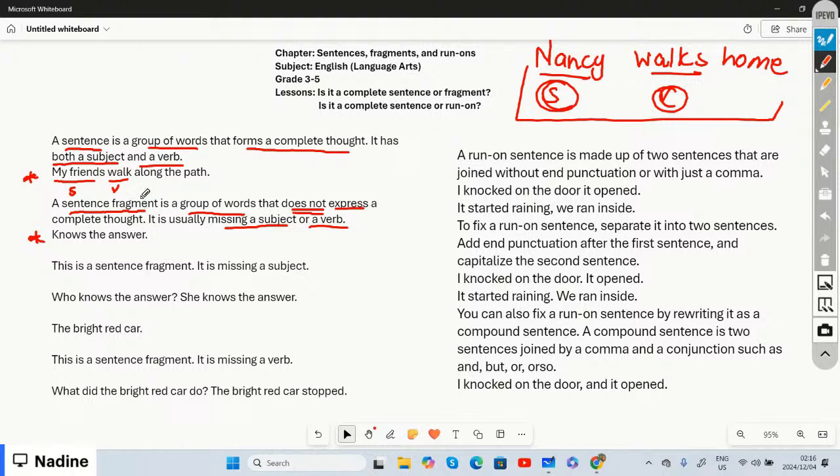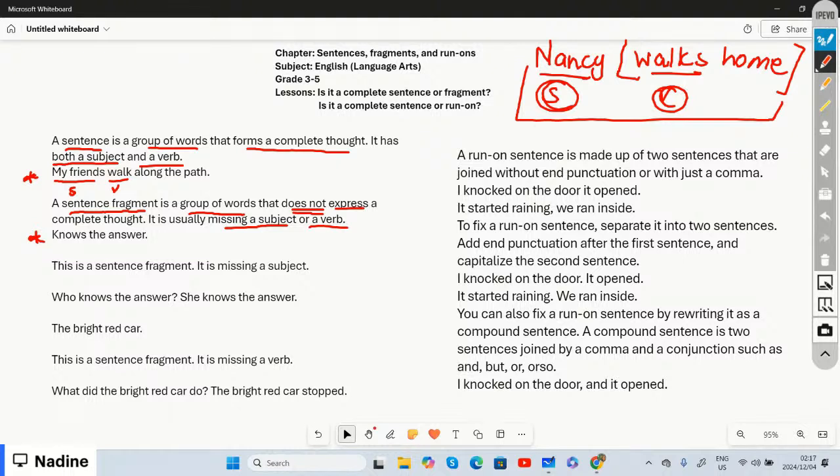Then when we have a sentence fragment, it's either missing a subject, like for example, if we just say walks home. Now the question is who walks home, because they did not put the subject. Or it's like saying Nancy does something but without the verb. Whatever is missing, whether it is a subject or a verb, that is a fragment.